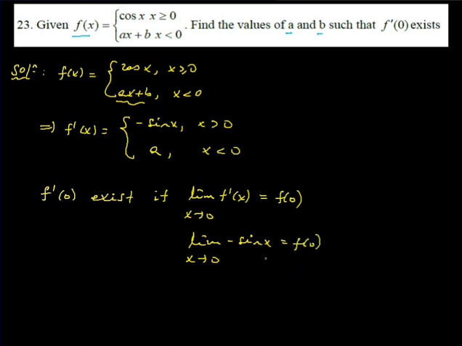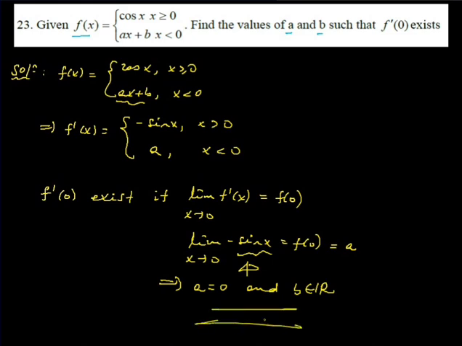What does this mean? In this case, our f of 0 is already 0, or this limit is 0, so it has to be the same as a, okay, which is 0. Therefore a will be 0, and b can be anything. B can be any real number. Okay, so the value of a is 0 and b is any real number, so that f derivative at 0 exists.